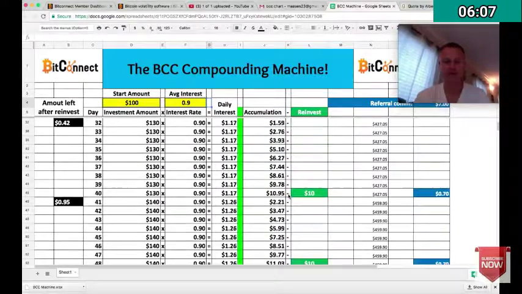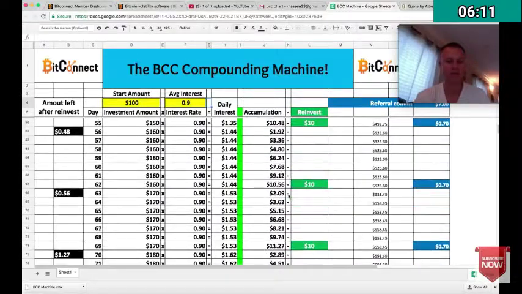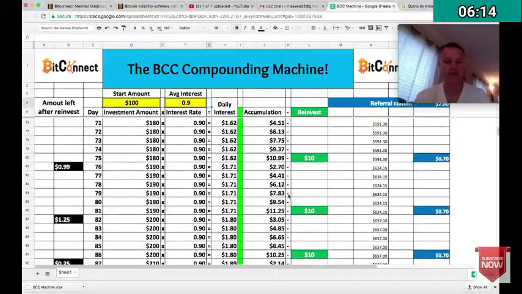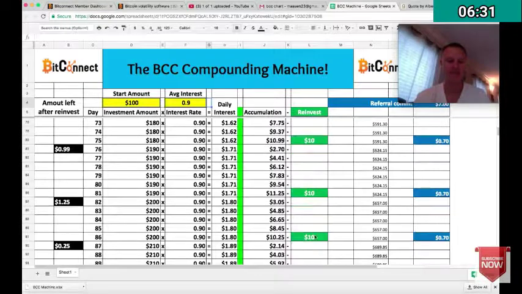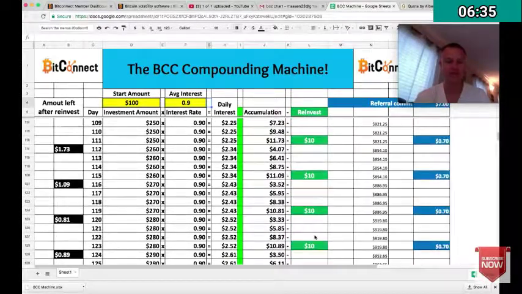The number of days, as you saw the first time, was about 12 days. It gets smaller and smaller the more we go because right here you can see, day 82 roughly, we've doubled our money already. We started with 100, now we have 200. We're getting paid $1.80 a day on average. And look, it's only taken us about 5 or 6 days to get that next $10. This will continue to decrease as we go.